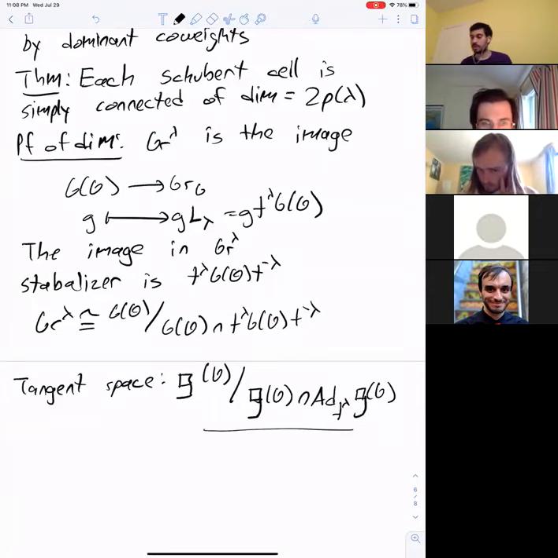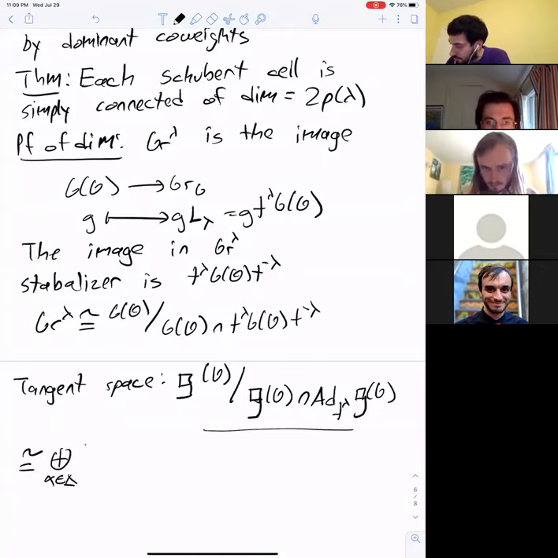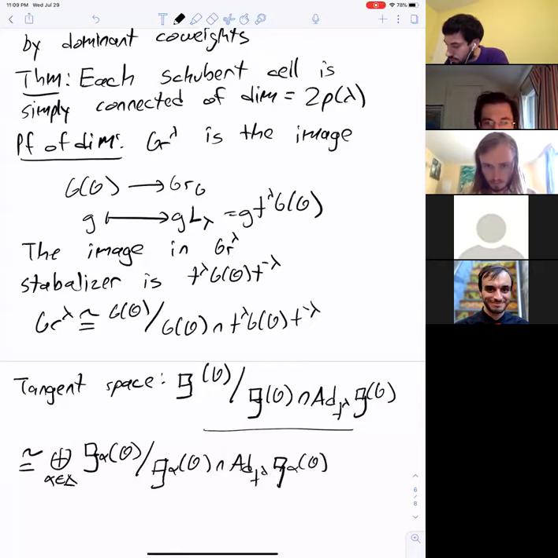So we can break this up into root spaces, and we can ignore the Cartan. We can only think about the non-trivial root spaces. And just doing that, we get that this is isomorphic to the direct sum over roots, that's all roots, just to be clear, of g_alpha(O) mod g_alpha(O) intersect Ad P_lambda of g_alpha(O). So we didn't do too much. All we did is we added an alphas.